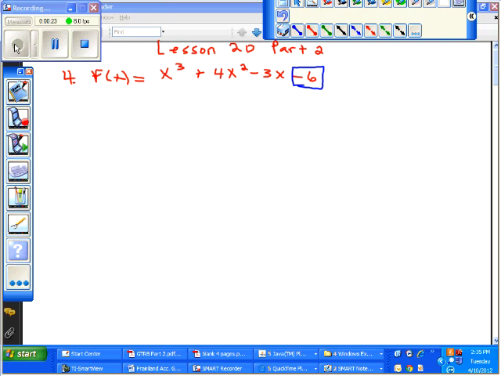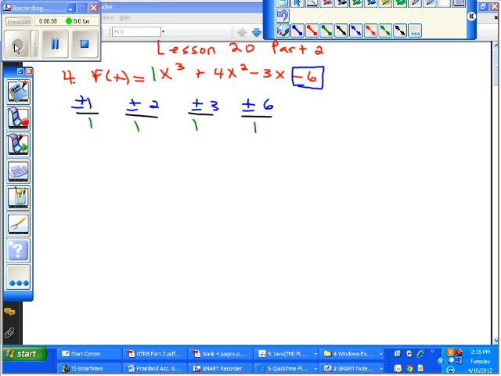And so we will take the factors of the constant, which are plus or minus 1, plus or minus 2, plus or minus 3, and plus or minus 6. 1 times 6 is 6, and 2 times 3 is 6. Over the possible factors of the leading coefficient, which in this case is 1.